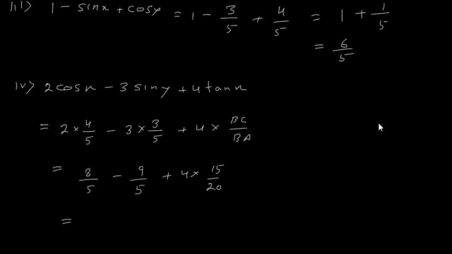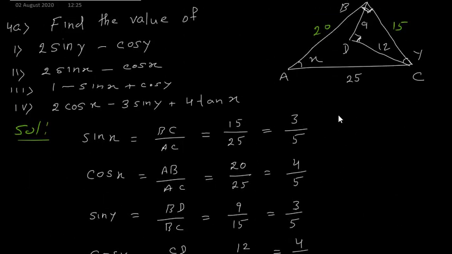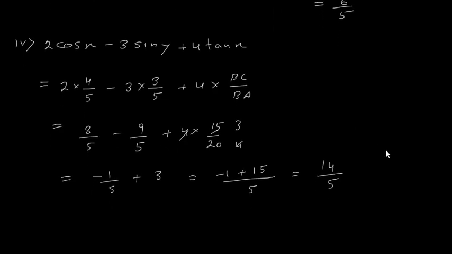8 minus 9 is minus 1. So this is minus 1 upon 5 plus, now 5 3s are 15 and 5 4s are 20, so 4 and 4 will cancel. So I have plus 3. So this is minus 1 plus 3 5s are 15 whole divided by 5. Minus 1 plus 15 is what? 14. So 14 upon 5 is the answer. Simple. Fourth question, 2 cos x minus 3 sin y plus 4 tan x will give you the answer as 14 upon 5.